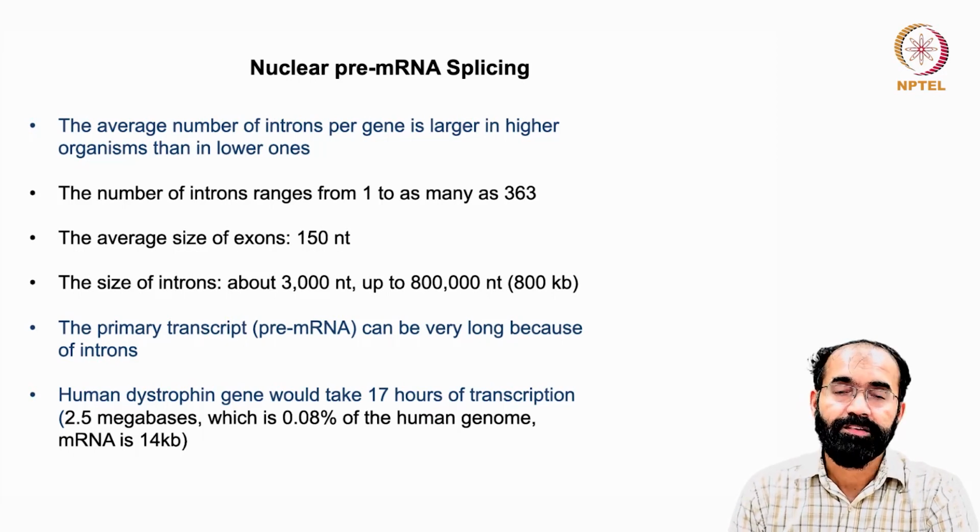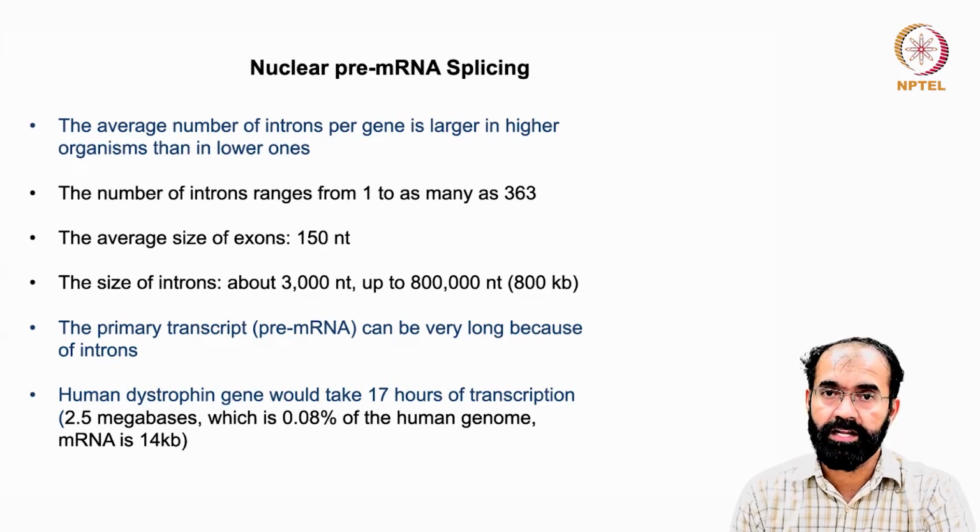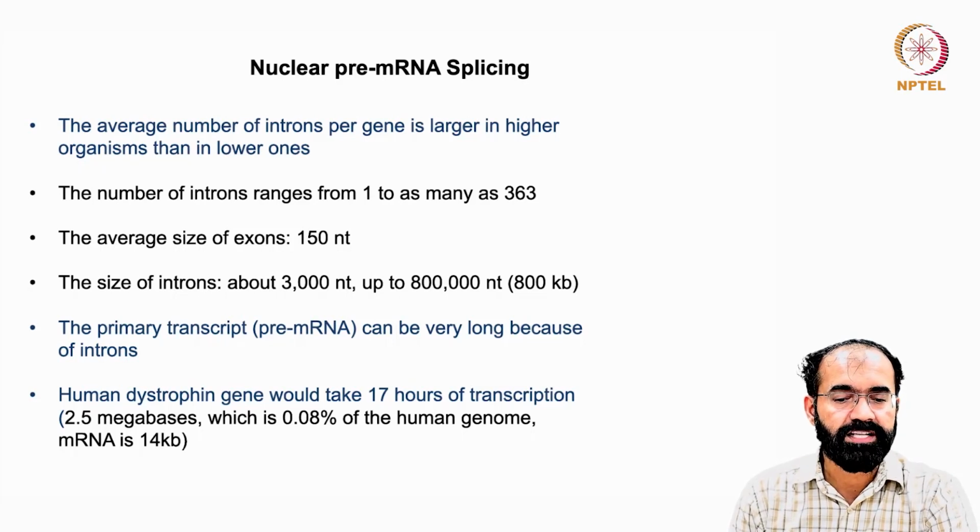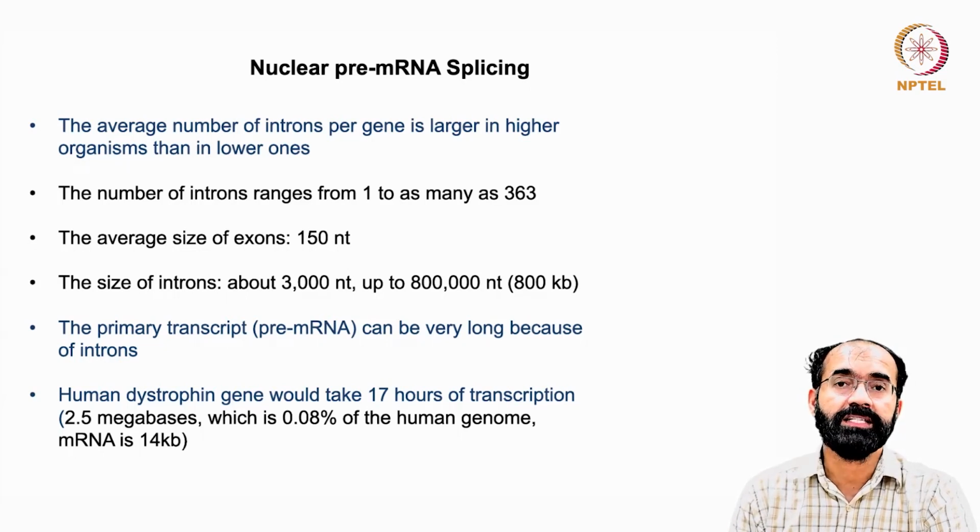And as the organism becomes higher in complexity, the number of introns also increases, and that has to have some relevance in introducing organismal complexity. The number of introns ranges from 1 to as many as 363 in a given gene. The average size of exons remains more or less the same, around 150 nucleotides. It doesn't change much. The average size of introns is around 3000 up to 800,000 nucleotides. 800,000 is a huge figure, 800 kb in a single intron.